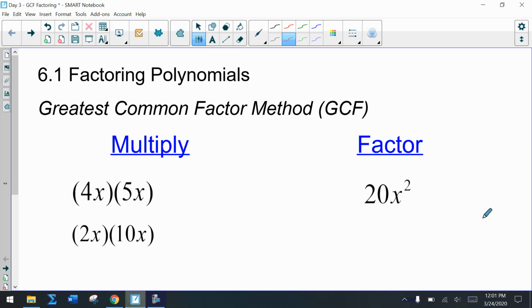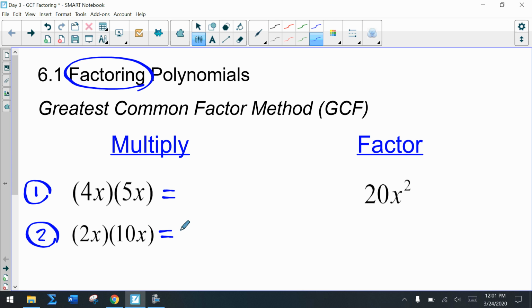So today's lesson, we're going to talk about factoring polynomials. In the last few videos, you practiced multiplying polynomials using the FOIL method, multiplying the first, outer, inner, and last. But now we're going to talk about what it means to factor those polynomials. So I want you all to write down these first two examples and to multiply them.